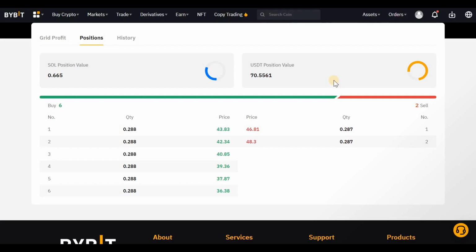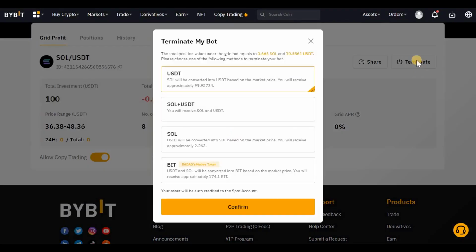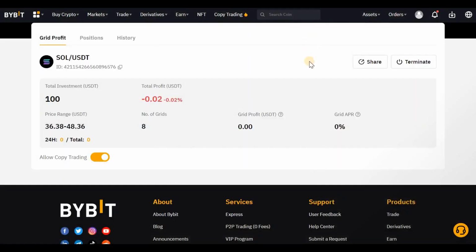If you want to terminate this bot, you go over to this section and you click on terminate. This would give you an option to hold USDT or USDT and Solana or just Solana. There is also an option to hold the BIT token on the Bybit exchange. So you can select any of these options and terminate this trading bot. Now let's go forward in this video where I show you how to copy other traders' trading strategies.